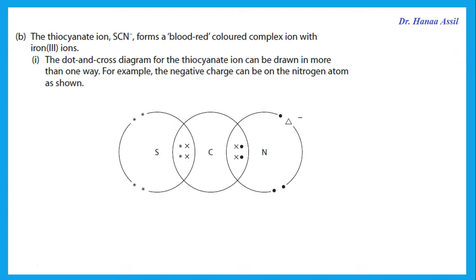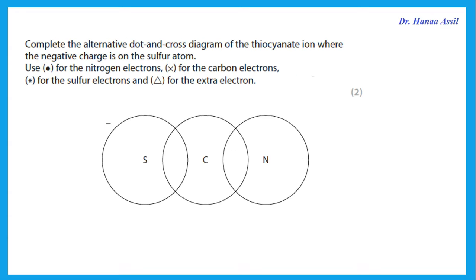The thiocyanate SCN- forms a blood red colored complex ion with iron 3. The dot and cross diagram for the thiocyanate ion can be drawn in more than one way. For example, the negative charge can be on the nitrogen atom, as shown. So this is given to us. Now complete the alternative dot and cross diagram of the thiocyanate ion where the negative charge is on the sulfur.